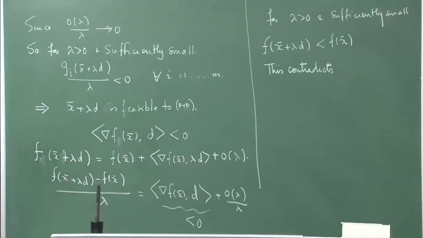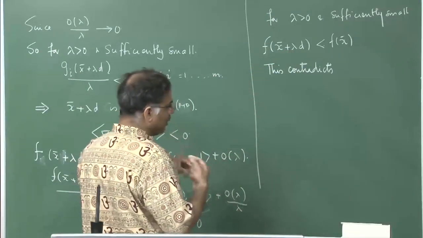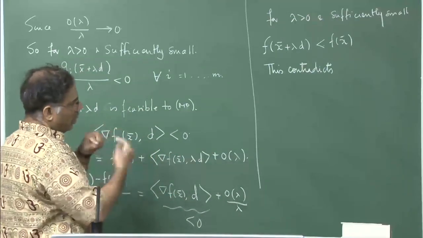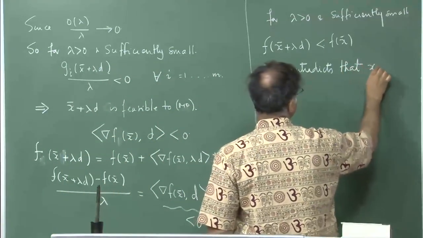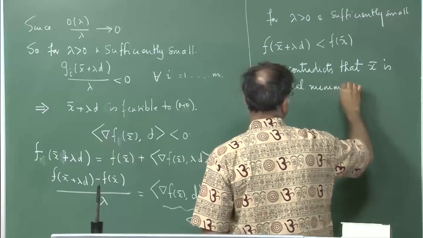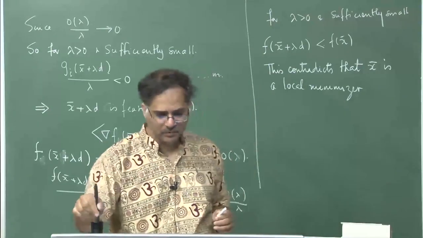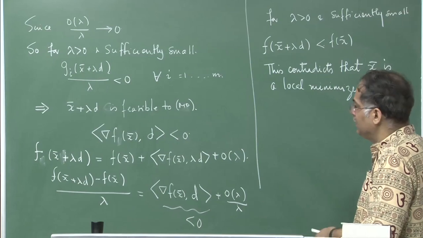Because if I make lambda very, very small, I can bring x bar plus lambda d into the neighborhood, because x bar plus lambda d is already, I know, feasible, and I can make lambda so small that x bar plus lambda d is in the neighborhood of x bar where the local minimum holds. So, this contradicts that x bar is a local minimizer. So, this contradiction leads to the fact that this system, please note, those who have looked at f_i might have questioned, but okay, this is a place where you can't question. So, just have a look at this, and so this system would not have a solution, and that is what we proved.